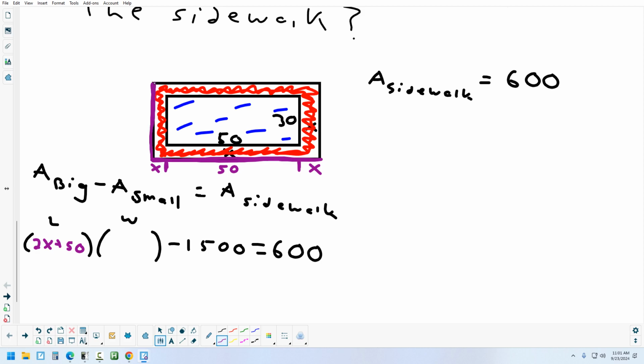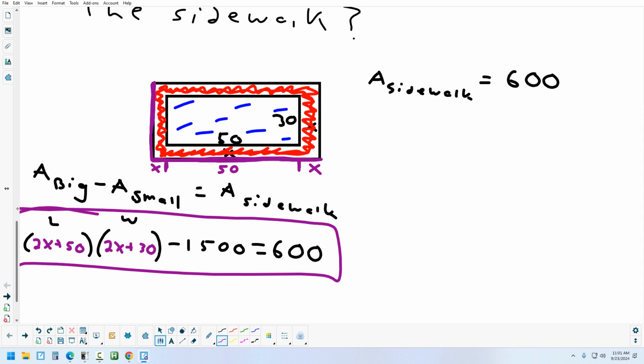What's the width of the big rectangle? 30. Plus 2x. Right, it's the width of the pool plus the sidewalk on each end. So 2x plus 30. And I think that's the hard part. That's the equation that we have to set up. Now we just have to solve it.